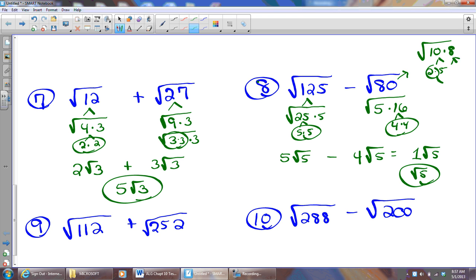So 8 breaks down to 2 times 2 times 2. So you got a pair of 2's here going on a date. These 2's going on a date. So you have 2 times 2, rad 5, 4 rad 5. It's easier if you can get the largest perfect square as one of the factors, the largest perfect square that is a factor. If you can get that right away, it makes the problems easier.